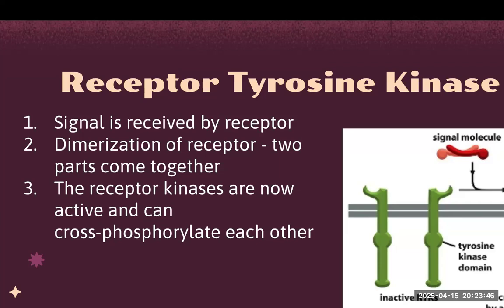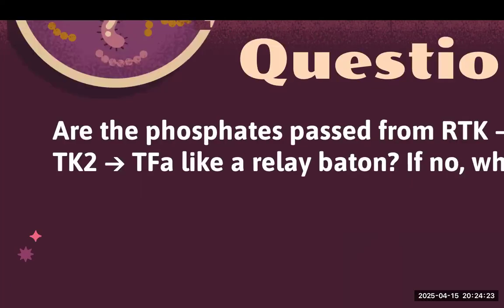So first step, signal comes in, binds to the receptor. When that happens, they dimerize. Dimerize means 2 units become 1. They come together. When they come together, they cross phosphorylate, which means they phosphorylate each other. Phosphorylation means we're adding a phosphate onto something, right? In this case, we're using it to turn it on. So signal comes in, dimerization. Then now these 2 receptor kinases are active and they can cross phosphorylate each other. Okay, so that's the first part.